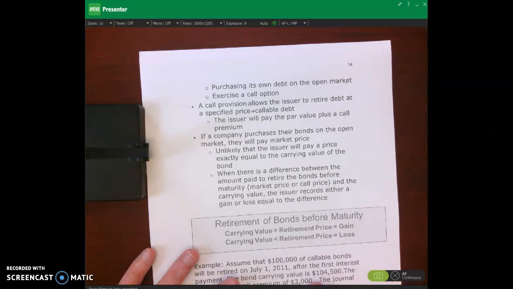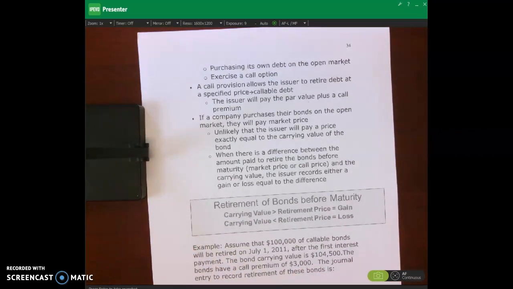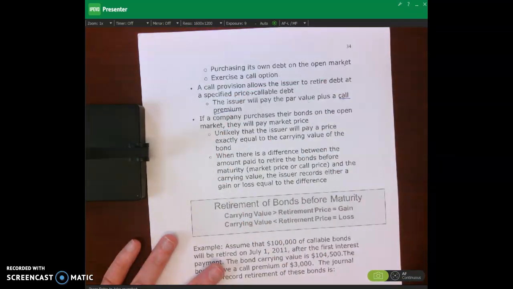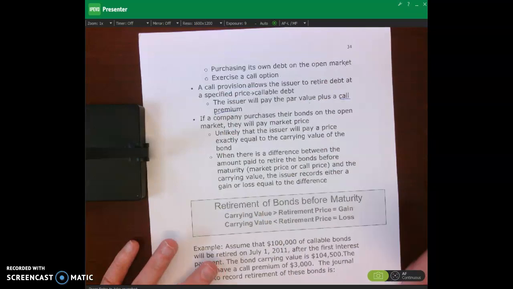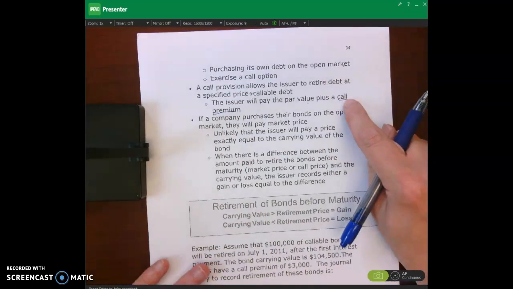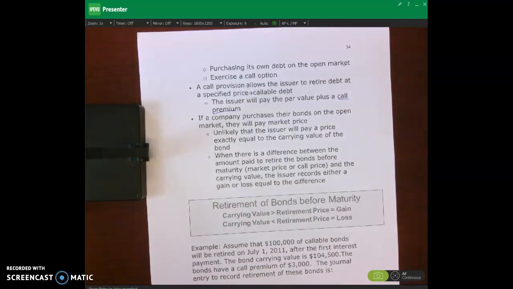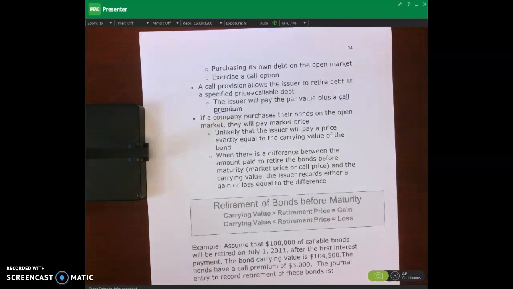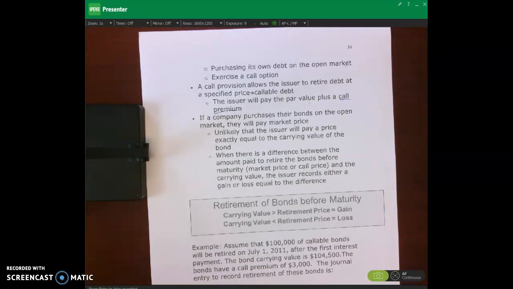Now, why does the bondholder, the person who's buying the bond, want a call premium? Because they're going to say, well, if you're going to pay me my money early and I don't get any more interest payments, I want to be compensated for that. Okay? If the company purchases their bonds on the open market, they'll pay the market price.